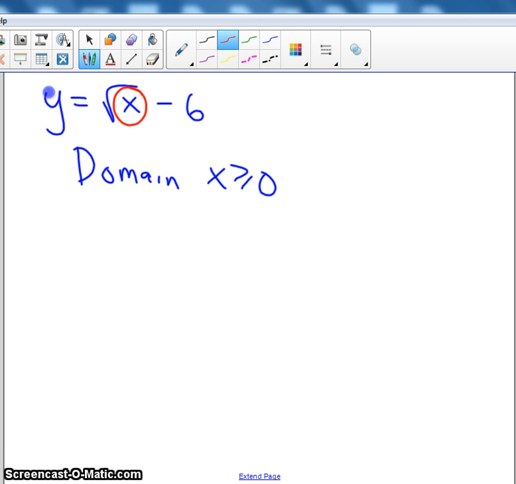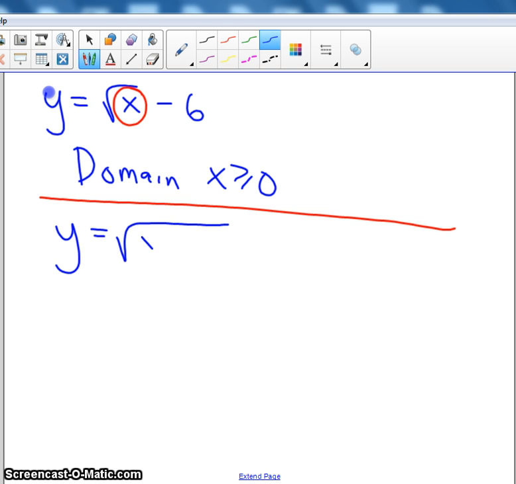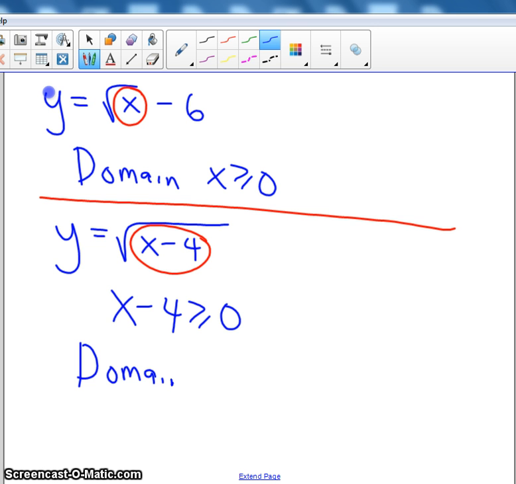So let's look at a different example with a different domain. If I add a horizontal shift, y equals the square root of x minus 4, this will change the domain. So what I'm going to do is identify the expression inside the square root, and I'll write x minus 4 must be positive or equal to 0. So this is the domain. We can clean this up and say that the domain are going to be all x values that, I can add a 4 to both sides, that are greater than or equal to 4.